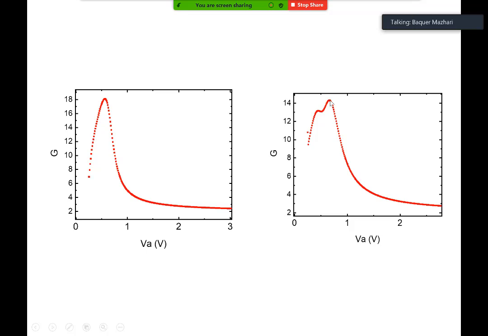You can tell whether there is a shallow trap or a deep trap. You can tell whether there is a Gaussian distribution of traps or an exponential distribution of traps, because each one of them has its own unique signature, and I'll quickly illustrate some of these.